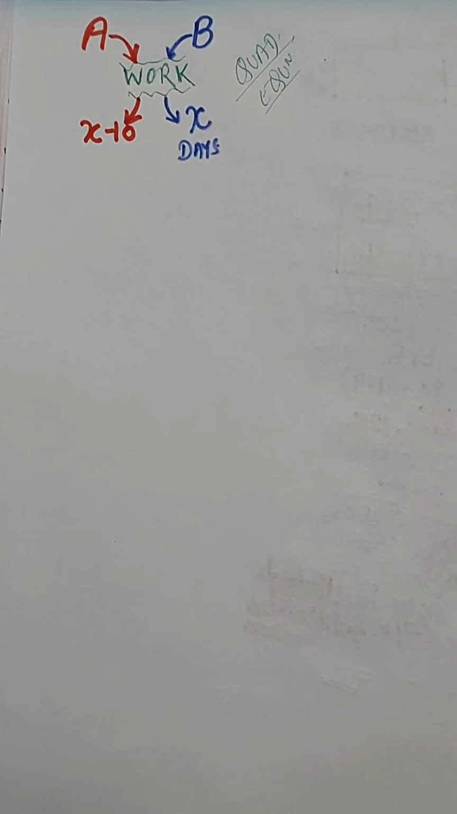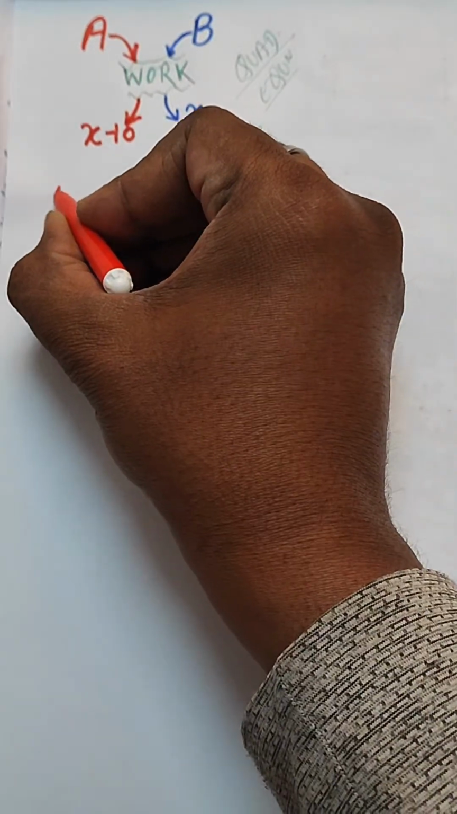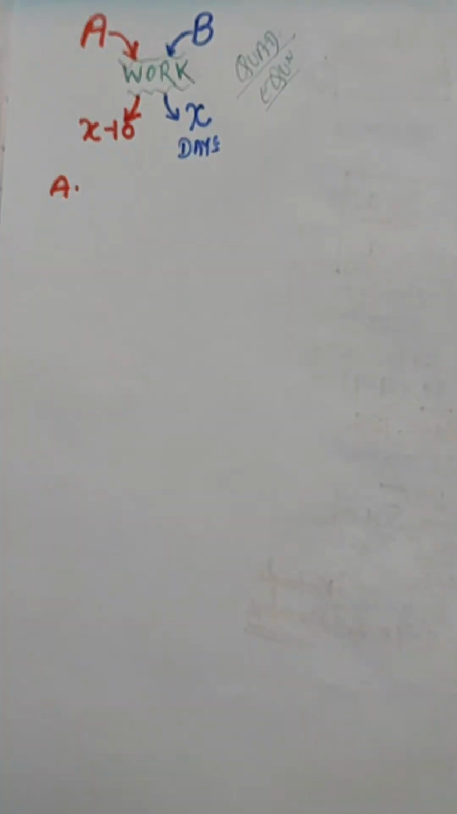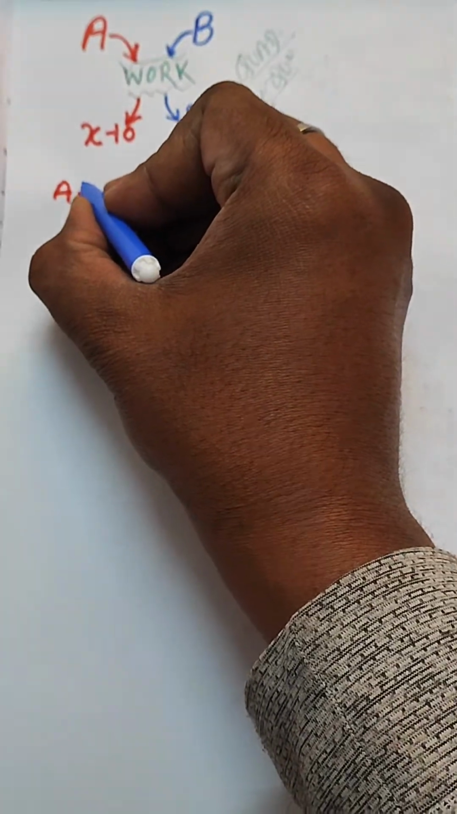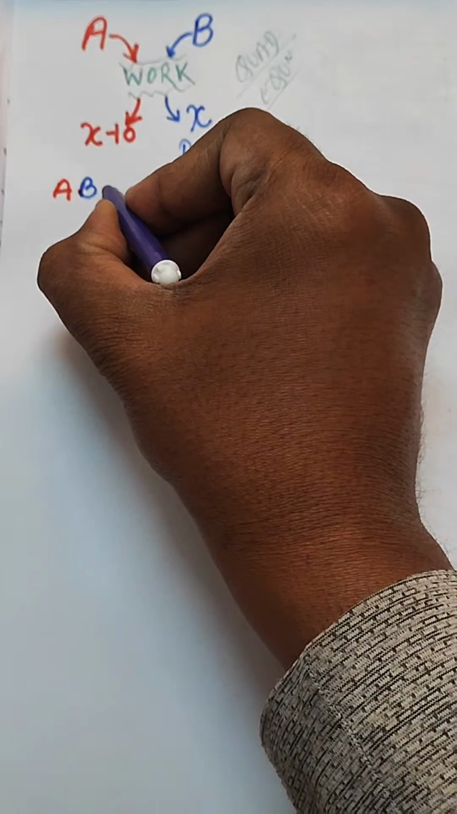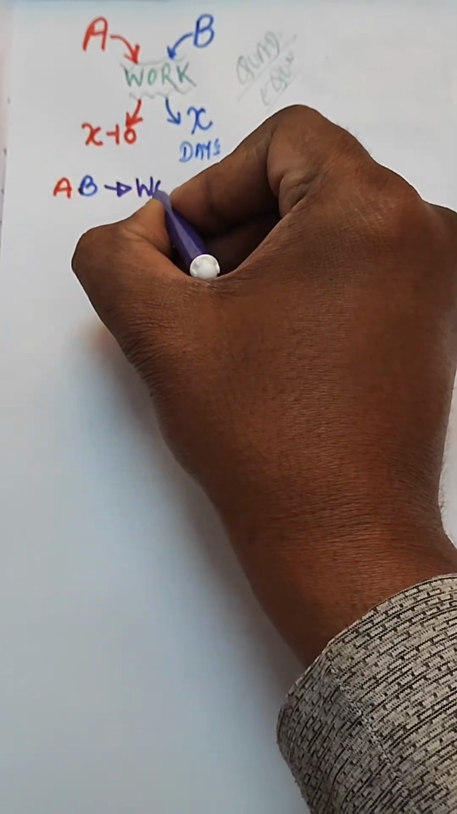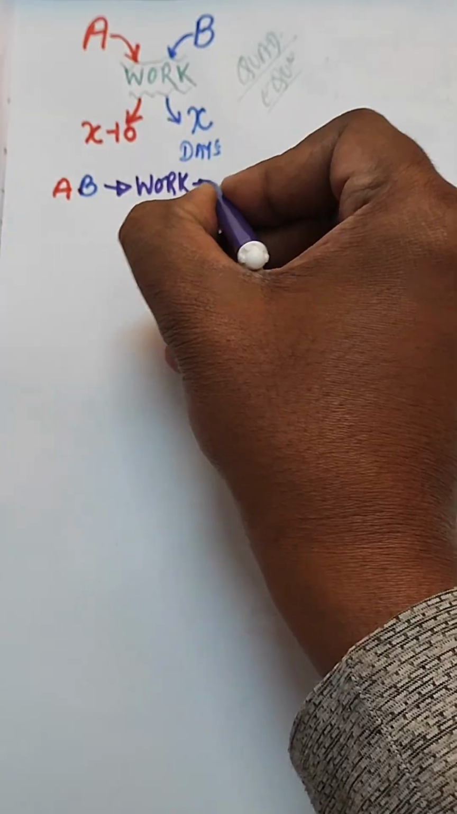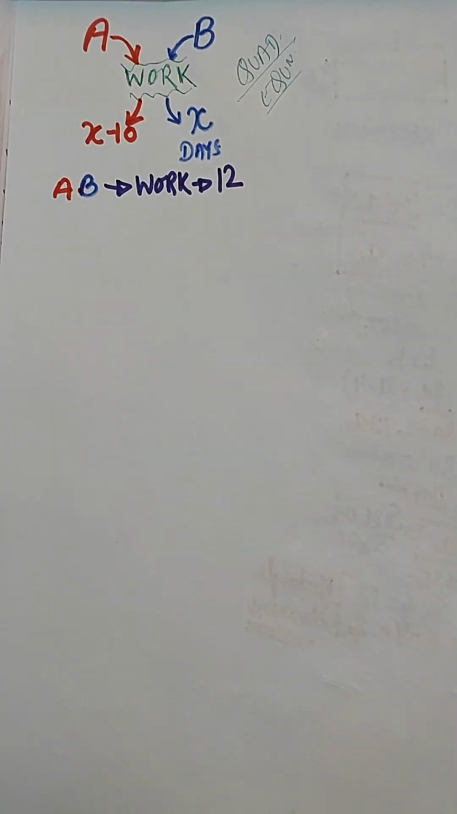Now, the second line of the question is that if both A and B working together can finish the same work, they can finish it in 12 days. They can finish the same work in 12 days.